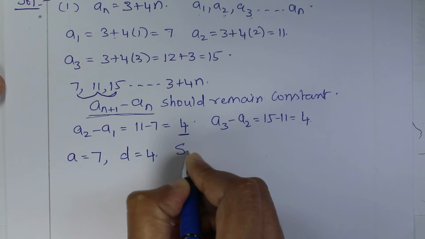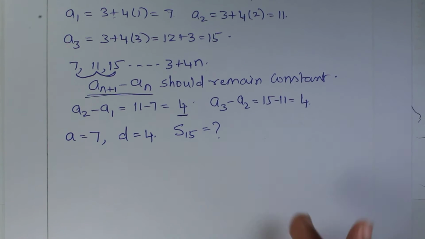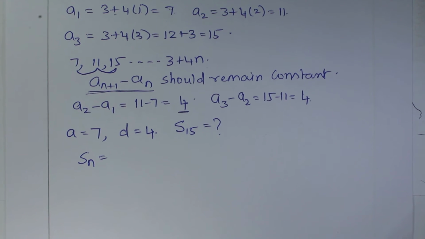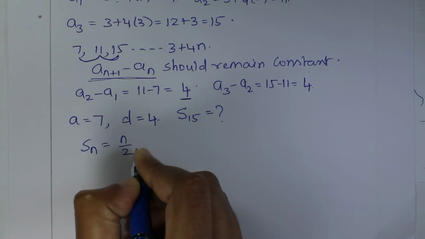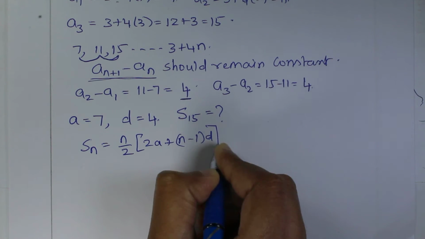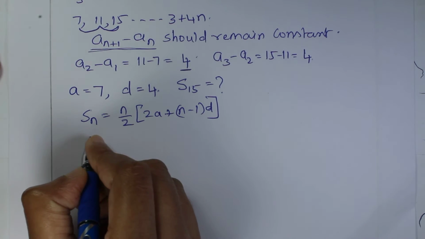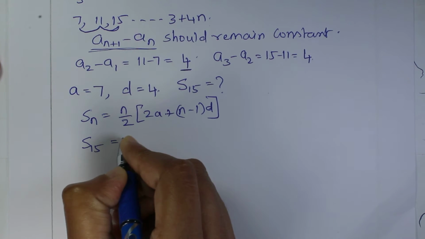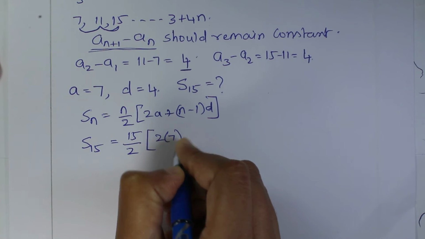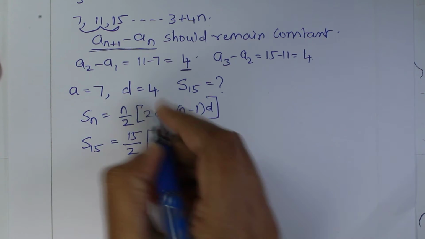Now we have to find the sum of the first 15 terms. We know the formula for Sn, right? The sum of the first n terms of an arithmetic progression is Sn equal to n by 2 into 2a plus n minus 1 into d. Now we'll substitute the values of n, a and d. S15 is equal to 15 by 2 into 2 into a, which is 7, plus 15 minus 1, which is 14, into d, which is 4.